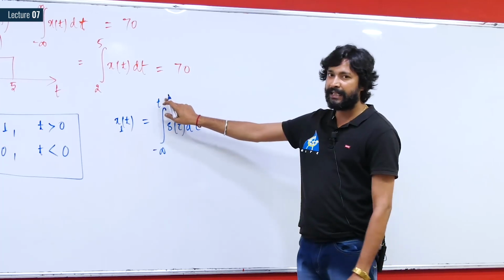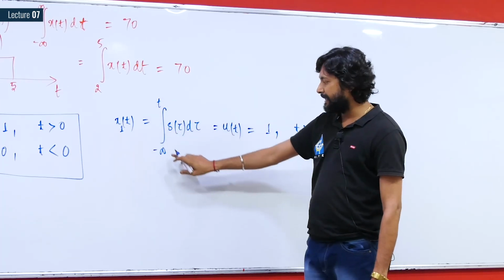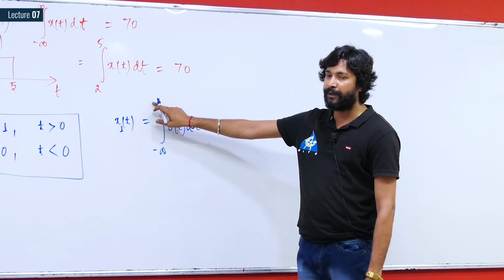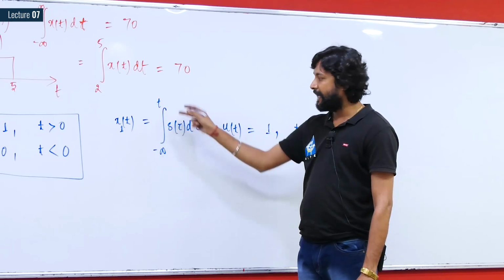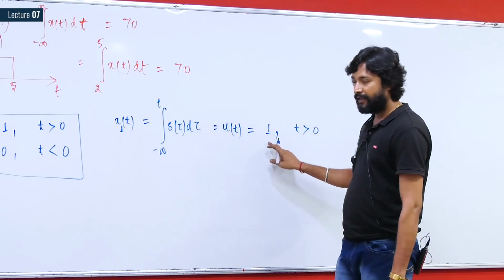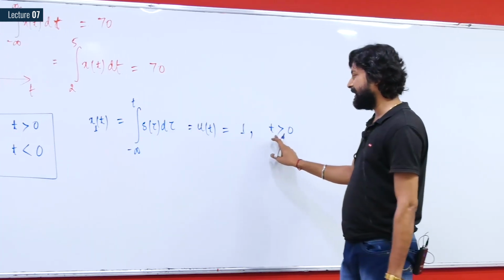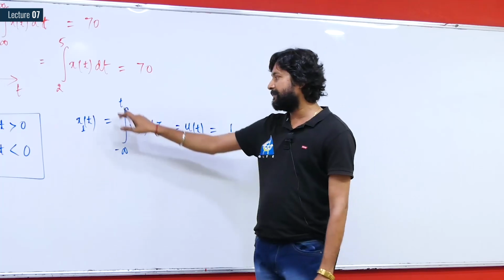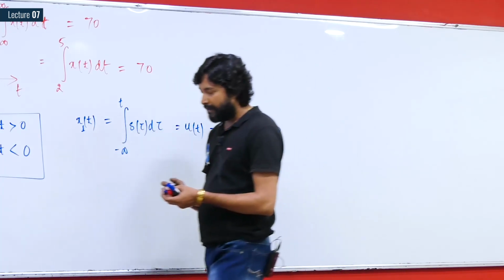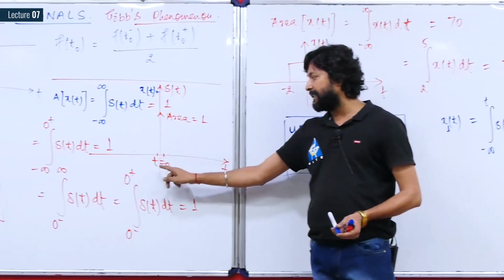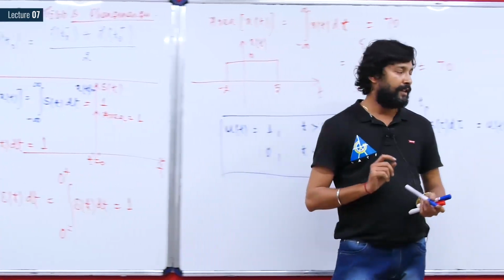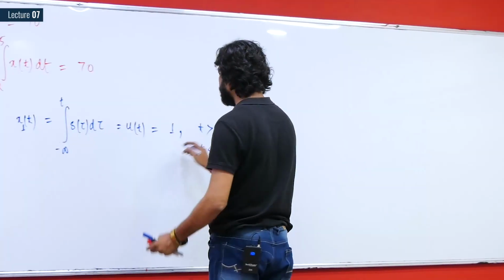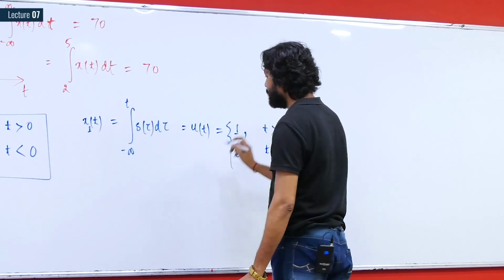If t is greater than 0, anything like 0.1, then integration from minus infinity to plus 0.1 will include the impulse function, and therefore the area will be 1. So it will be 1 only if t is greater than 0, and if you take t less than 0, then integration from minus infinity to minus 2 or minus 1 will not include this impulse which is occurring at t equals to 0. Then for all t less than 0, you are going to have the value 0.